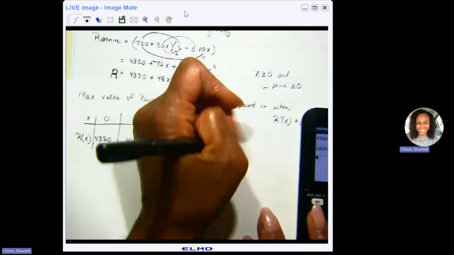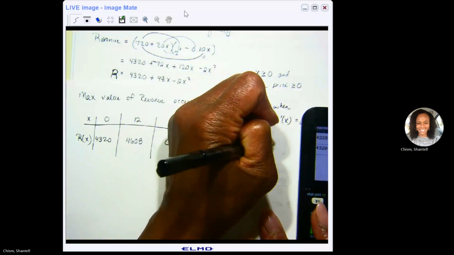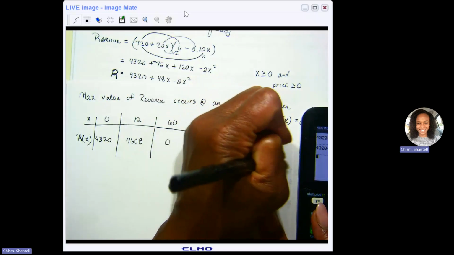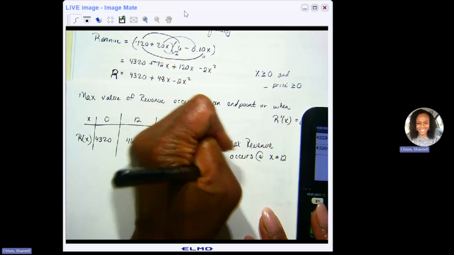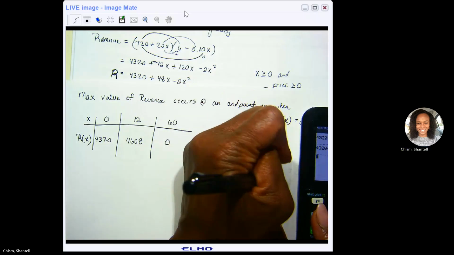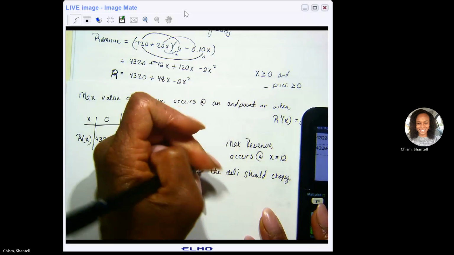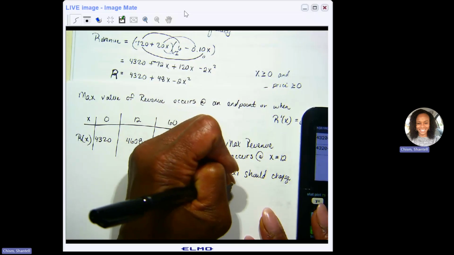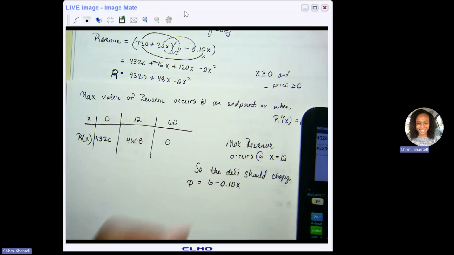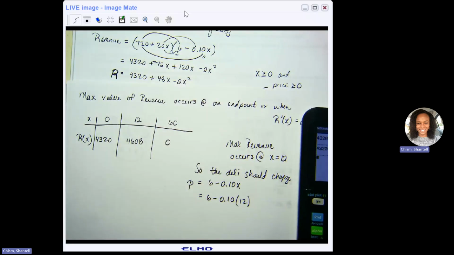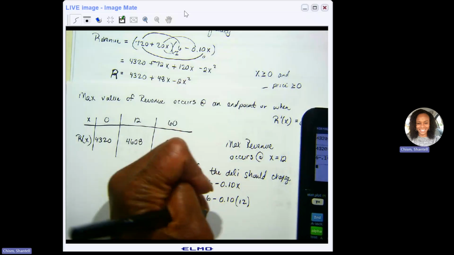So the max revenue occurs at x equals 12. So the deli should charge the following price. P equals 6 minus 0.1x. So 6 minus 0.1 times 12, which is $4.80.